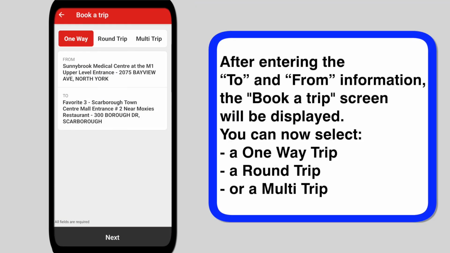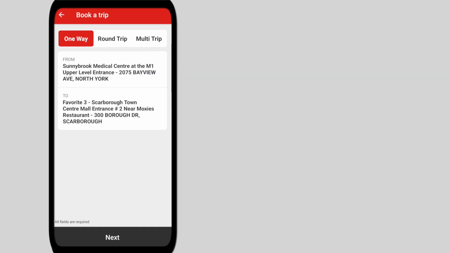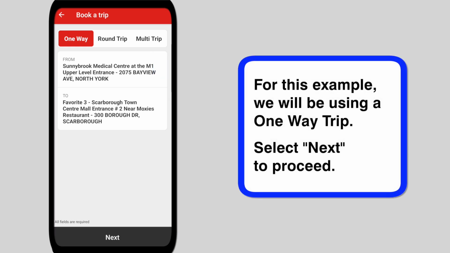After entering the To and From information, the Book a Trip screen will be displayed. You can now select a one-way trip, a round trip, or a multi-trip. For this example, we will be using a one-way trip. Select Next to proceed.